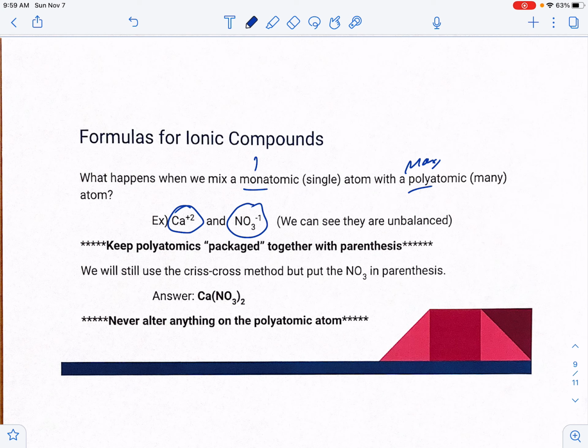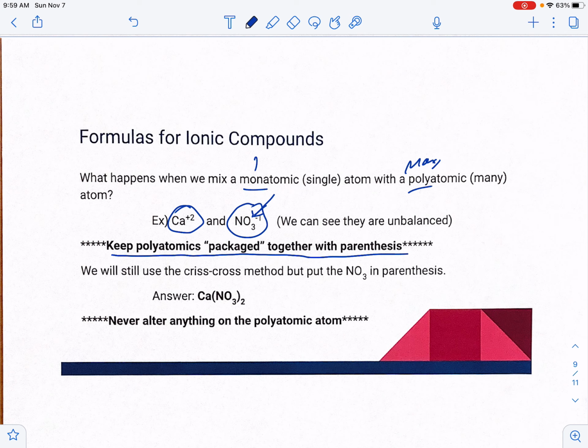Now this is very important. You have to keep polyatomics packaged together with parentheses. So that means if I need more polyatomics, I will never alter this NO3. You leave that alone. Okay, don't touch it. That's the way it is. Okay, we have to keep it contained.